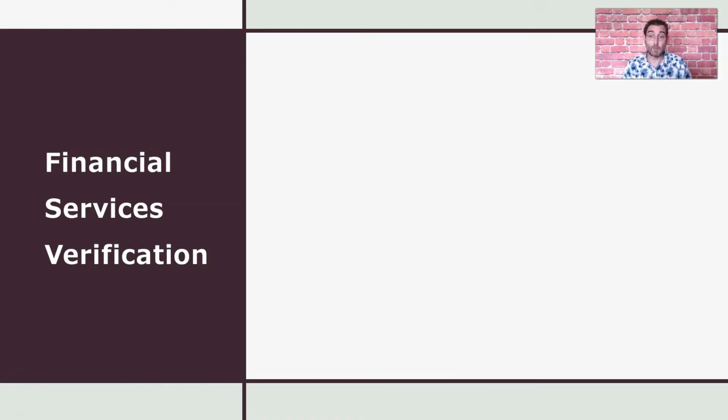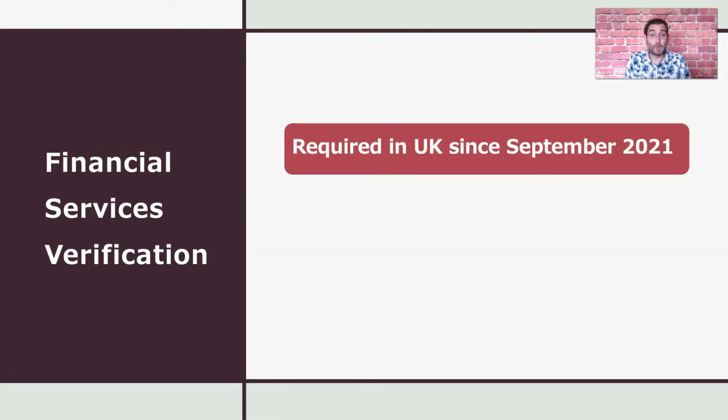So then we come to the financial services verification. This is a relatively new process. It's only been required in the UK since September 2021, but it is now a requirement if you want to run any ads or keywords which are related to mortgages, pensions, investments, protection, that kind of thing, you will need to go through this process. And it was brought in basically to make it harder for unauthorized firms to promote these kind of products or promote financial scams or whatever using Google Ads.